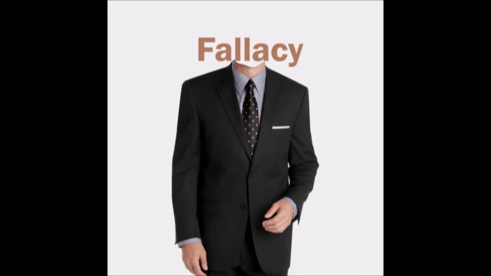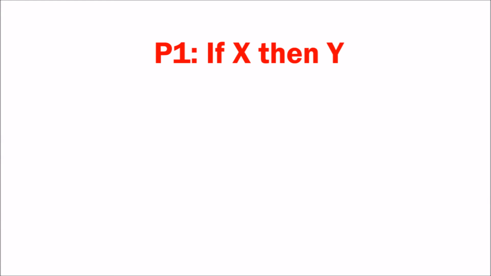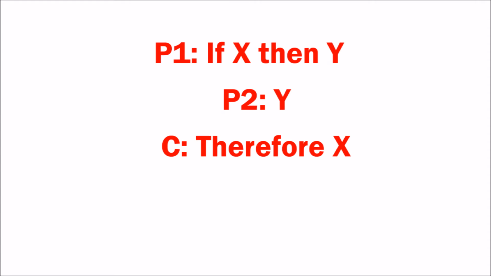Now, a formal fallacy can look like the following. Premise 1, if X, then Y. Premise 2, Y. Conclusion, therefore X. As you can see, the structure of this argument is wrong. There is nothing to say that the if X, then Y works in reverse.